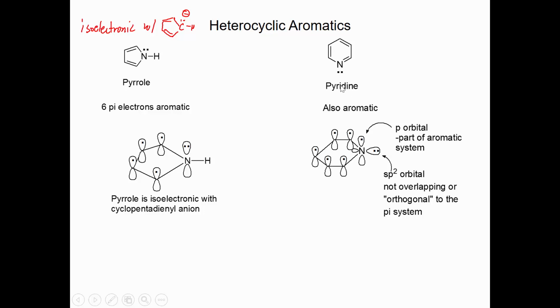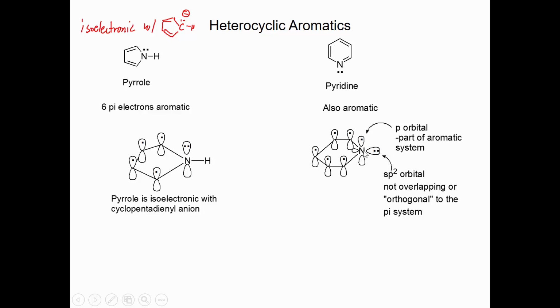Pyridine is also aromatic, but for a different reason. What makes pyridine aromatic is the fact that you have 3 alkene groups, no interruptions in the conjugation, so a completely cyclic conjugated molecule with 6-pi electrons. All right, but what about this lone pair? Shouldn't the lone pair add up to make 8? Well, it doesn't because of where it's located.